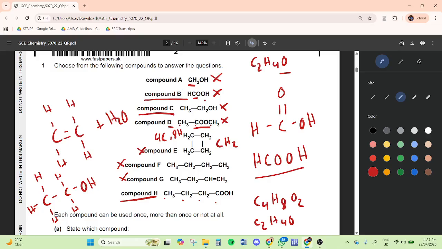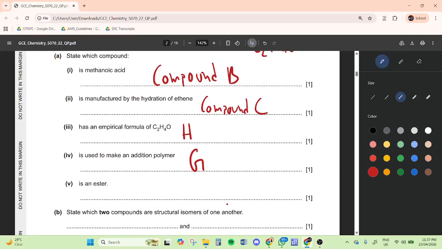So the other ones have COOH, COOH. So that's the carboxyl bond. So make sure to not get your ester bond and carboxyl bond confused during the exam. So this will be very nice and simple.